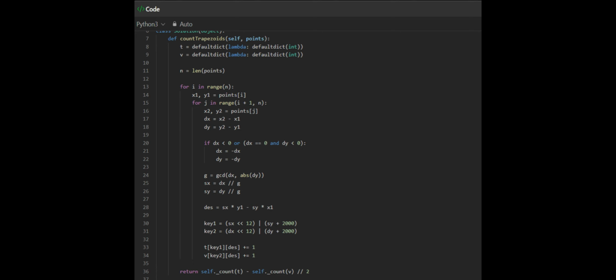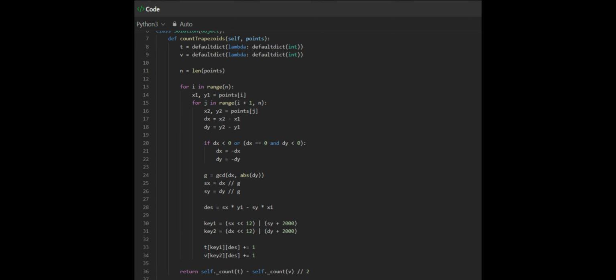The key idea is that a trapezoid is defined by having at least one pair of parallel sides. So instead of explicitly trying every combination of 4 points, which would be extremely slow, we approach the problem by analyzing all line segments that can be formed from the given points.